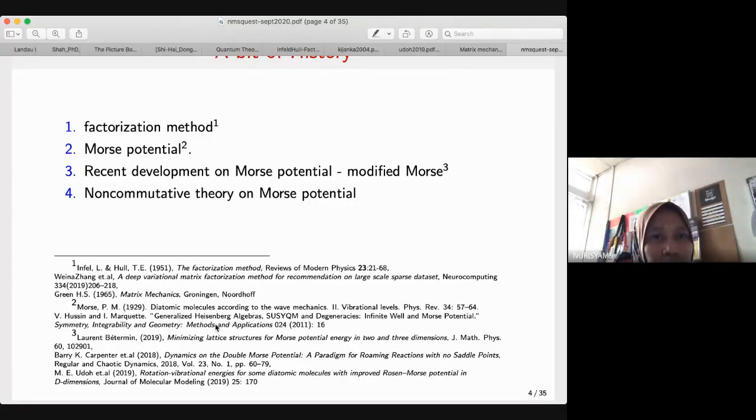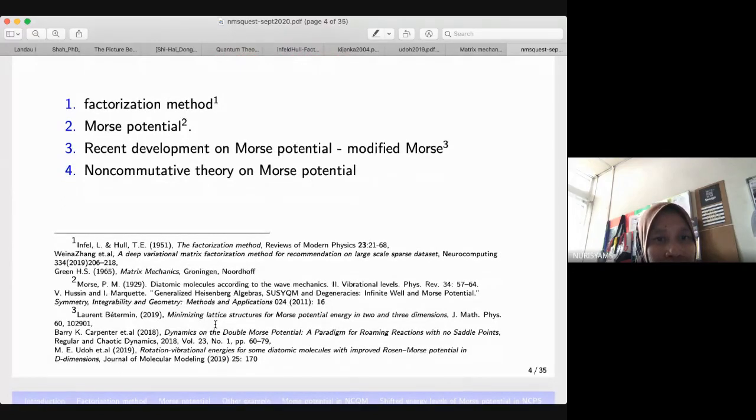We move on to Morse potentials. Morse potentials begin with the work by P.M. Morse in 1929, where he discussed diatomic molecules according to wave mechanics, talking about vibrational levels, or vibrational energy. And then other current or recent work on Morse, we can find more, but mostly number three is in terms of the modified Morse.